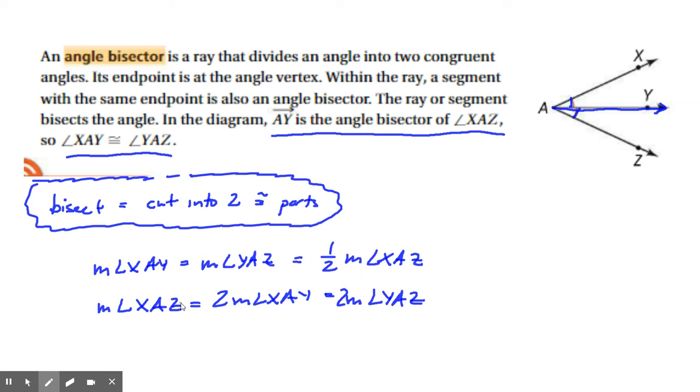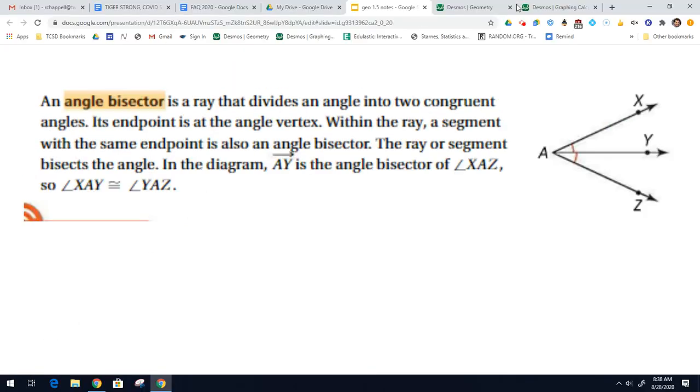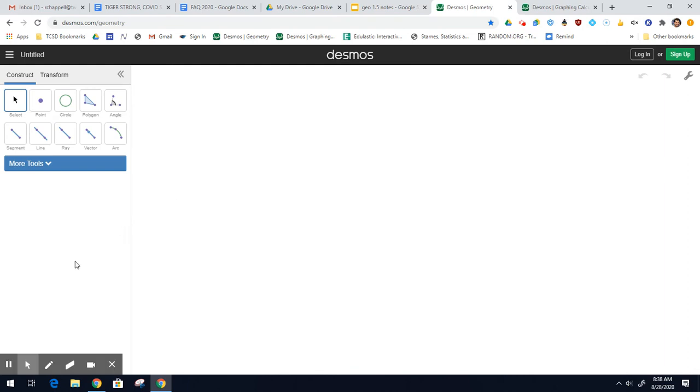All right. Now, again, I'm going to use Desmos geometry to illustrate this idea. All right, so let's take a look here. Remember, you can always pause videos whenever you need to. All right, so let's go back to Desmos geometry. So I'm here. I'm going to create an angle using 2 rays.